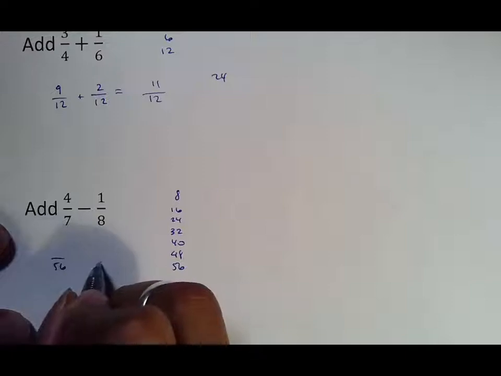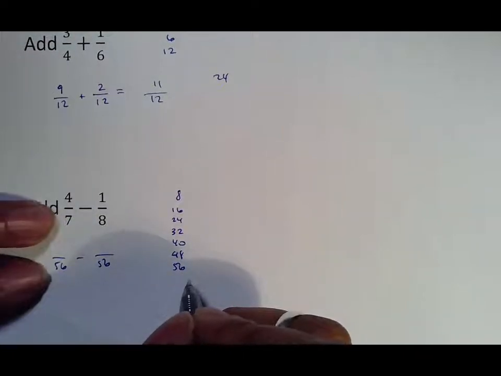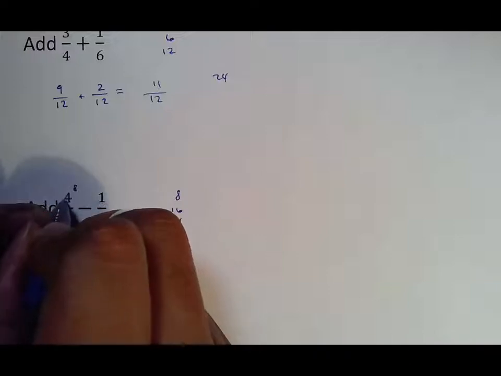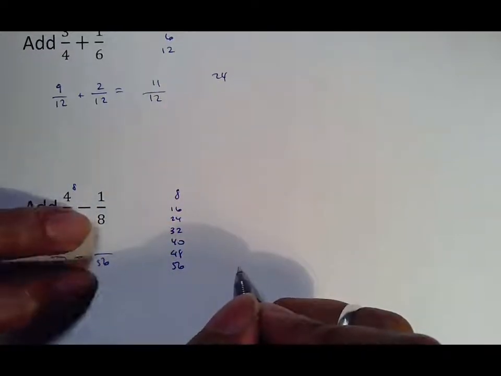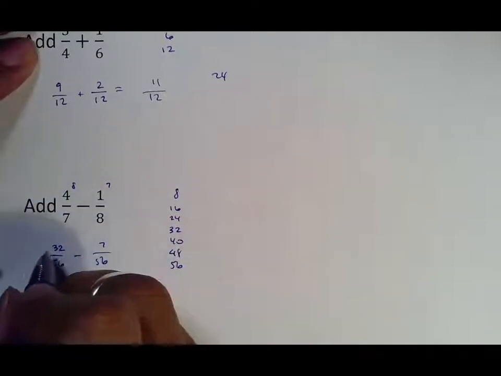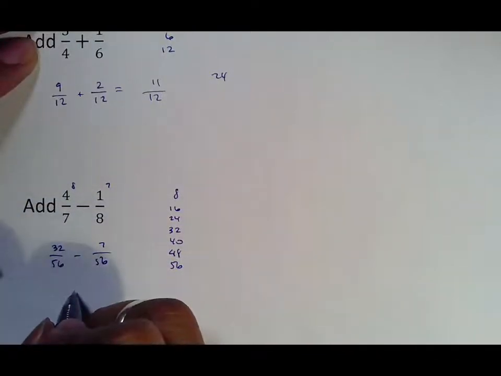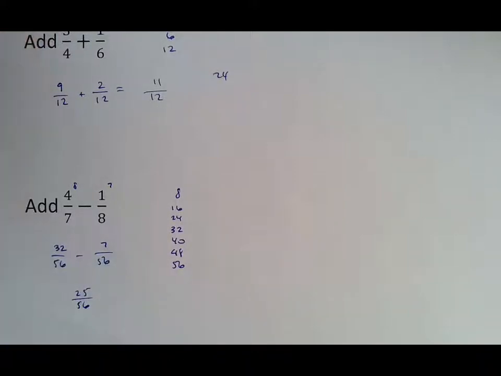So again, 56 here, 56 here, copy the symbol. 7 times 8 makes 56. And so you would do 4 times 8, which is 32. 8 times 7 makes 56. So we multiply 7 up here. 32 minus 7 is, I believe, 25. And so that would be your answer on that if we were asked to do that.